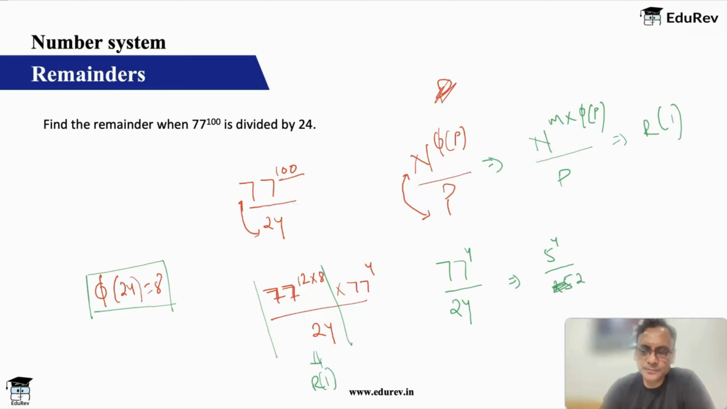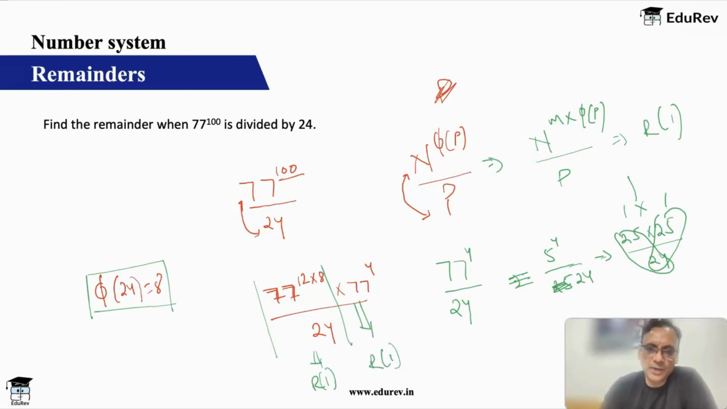Upon 24, the remainder will be the same in this case. Now 5 to the power 4 can be written as 25 into 25 upon 24. Okay, so 25 divided by 24 will give you a remainder of 1. 25 divided by 24 will again give you 1. 1 into 1 will give you 1. So the remainder of this part is 1. The remainder of this part also is 1. Net, the remainder is 1. So the answer is the same.